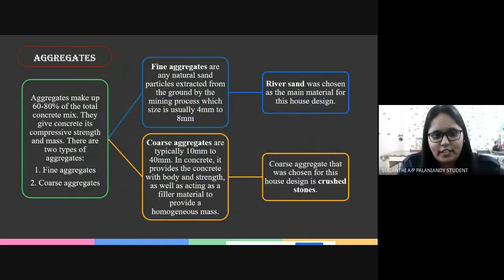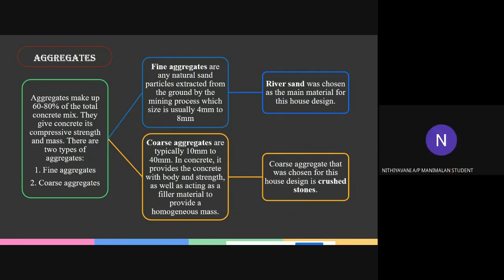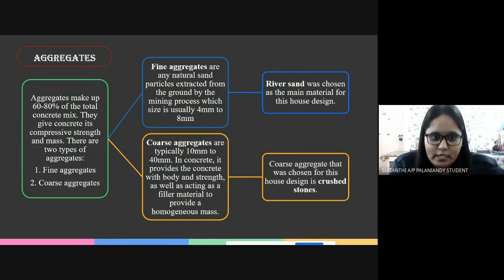Okay, aggregate is one of the important materials for concrete. Aggregates make up 60 to 80% of the total concrete mix. They give concrete its compressive strength and mass. There are two types of aggregate, which are fine aggregate and coarse aggregate. Fine aggregates are usually 4 mm to 8 mm in size. Coarse aggregate is typically 10 mm to 40 mm.